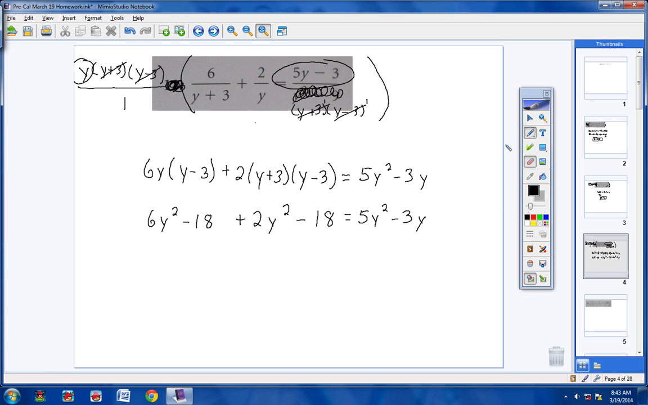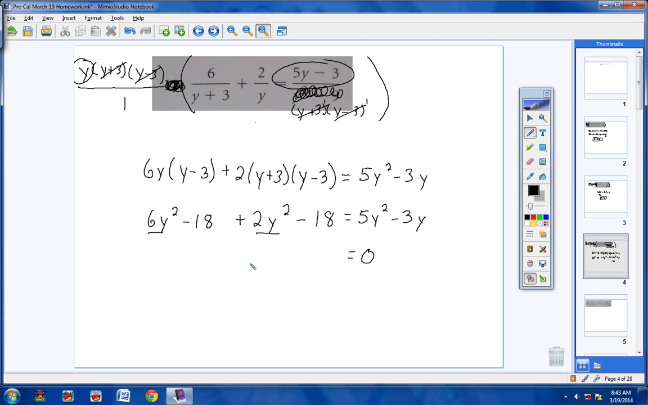Now, as soon as I notice that I have a y squared equation, you really should know by now, students, to get one side equal to 0, because you're probably going to have to use the quadratic formula or factor. Okay, so we should know that by now. So I'm going to underline my terms. I have a 6y squared and a 2y squared.